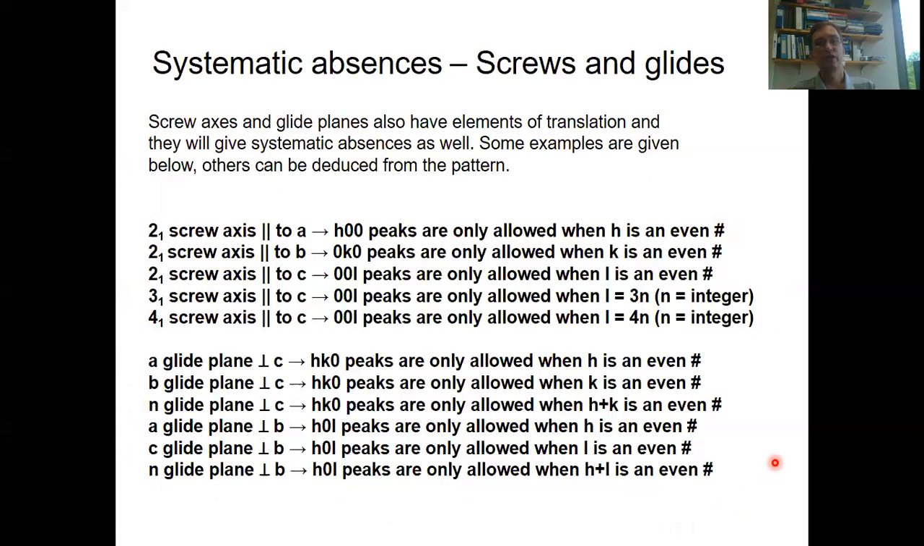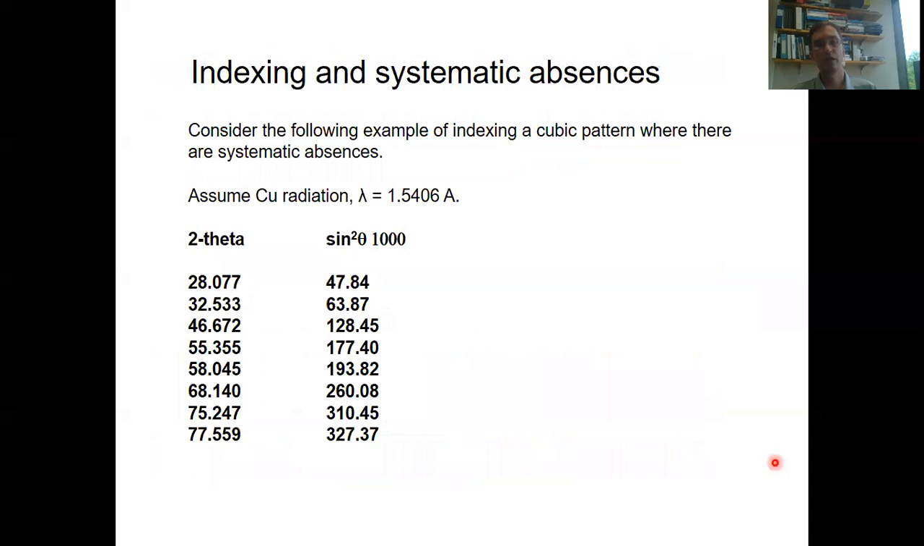Now I said that the systematic absences can make indexing of X-ray diffraction patterns more tricky, and I want to show you this by one example. You see here again an example of an X-ray diffraction pattern. You see that under those 2 theta angles we observe peaks. Our radiation is again copper radiation.